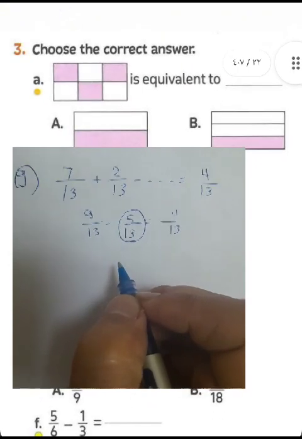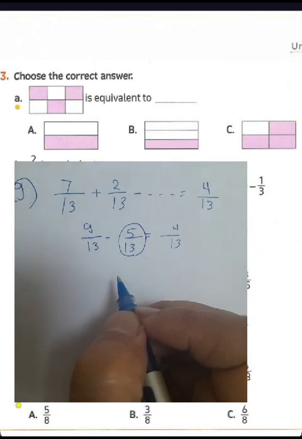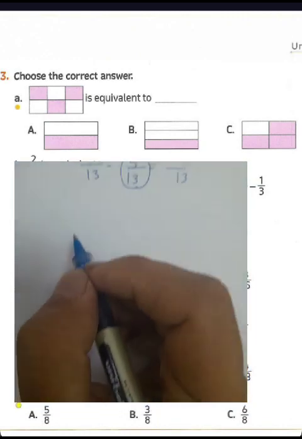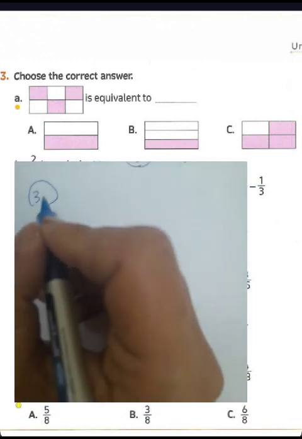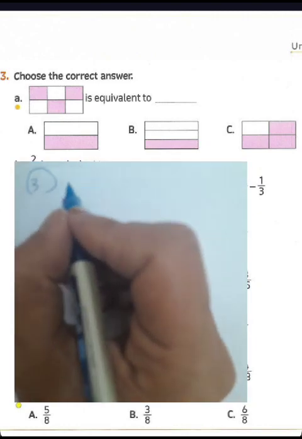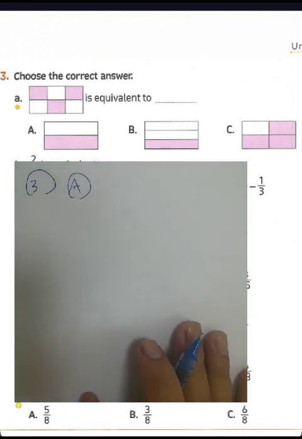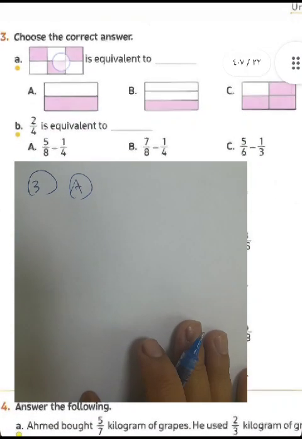Choose the correct answer. In this figure, we colored 3 parts from what? From 6 parts, it will be half. Choose letter A, it's equivalent. We have colored half of the figure.